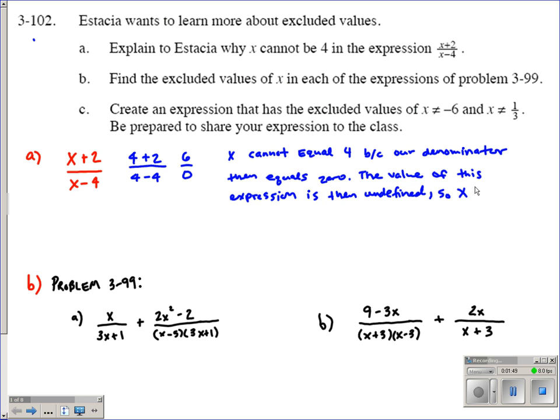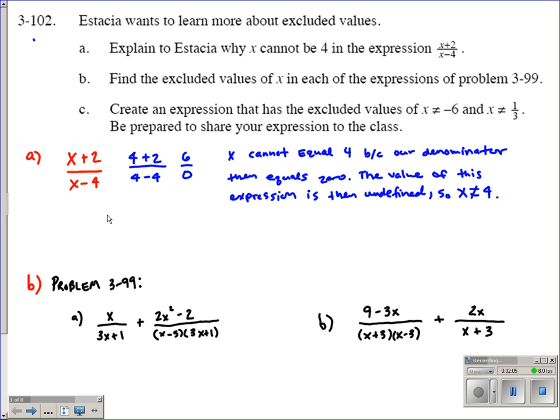So x cannot equal 4. Okay, that's what we call a restriction, because x cannot equal 4, so it's a restricted value.